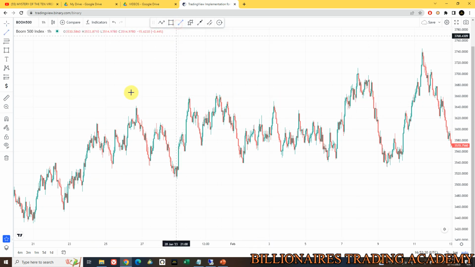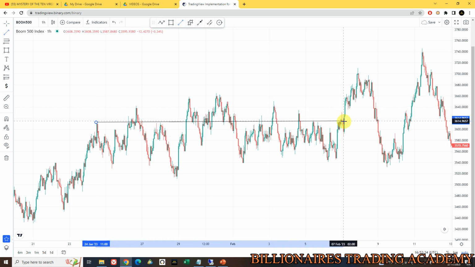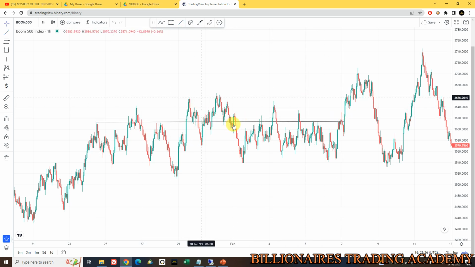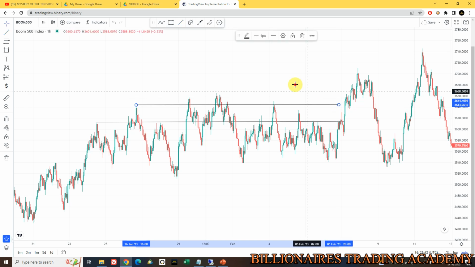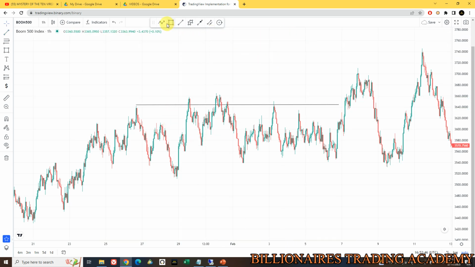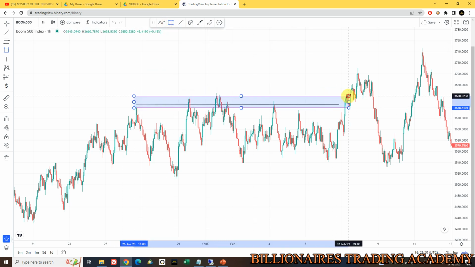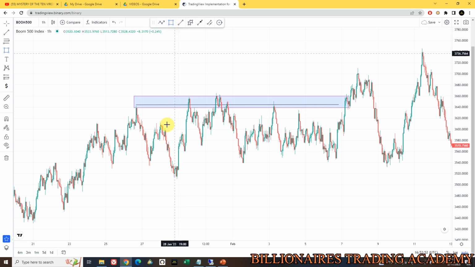Now if you draw a line like this, look at this. If you draw a line like this, we have too many areas that are on the extreme. So if you draw a line like this, it is better than this one. So this one, we get rid of it, and now we'll consider this one as our resistance zone. Now we can see here price reverse from here.